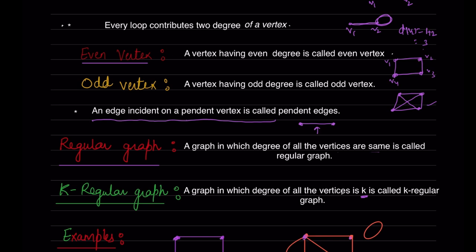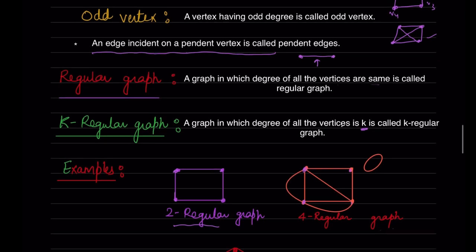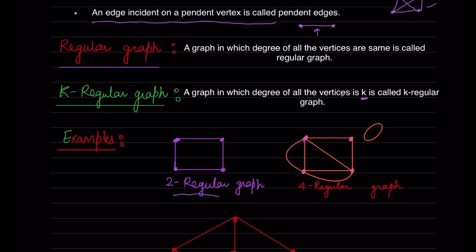Means if each vertex has degree 2, we can say that the graph is 2-regular. So here we have some examples. This is an example where the degree of each vertex is 2, so this is a 2-regular graph. Here the degree of each vertex is 4, because a loop contributes degree 2. So this vertex has degree 4: 1, 2, 3, 4.